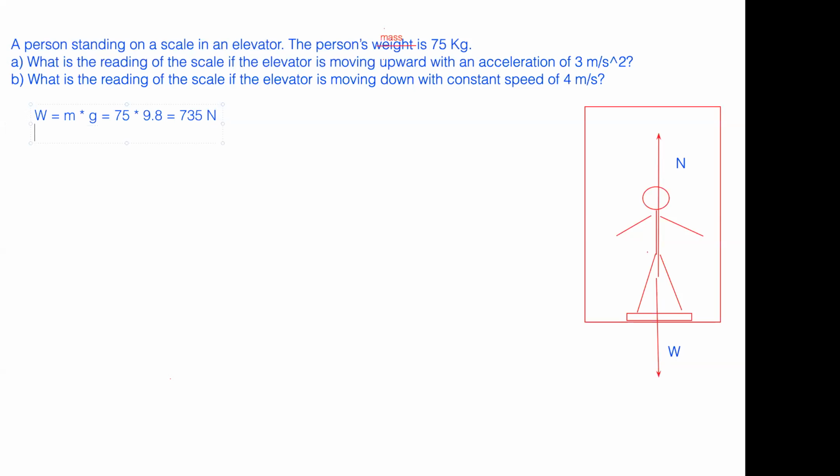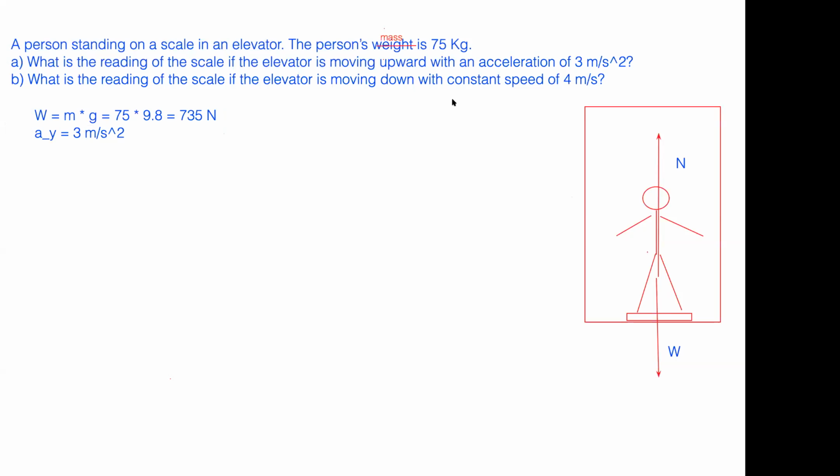Now, the first question is, what is the reading of the scale if the elevator is moving upward with an acceleration of 3 meters per second squared? So right now, another piece of information we have is our acceleration. It's in the y direction, and it will be 3 meters per second squared. And that means the elevator is lifting the person up. It's not showing as a force, but it manifests itself as an acceleration. And we need to figure out the reading of the scale.